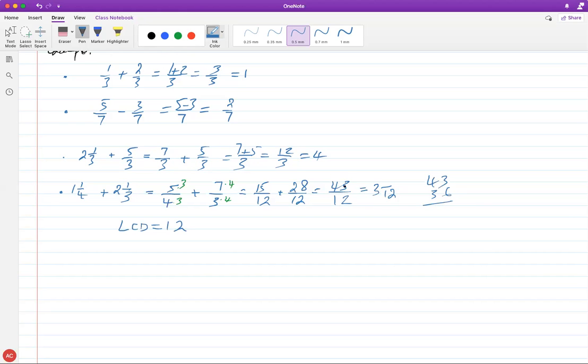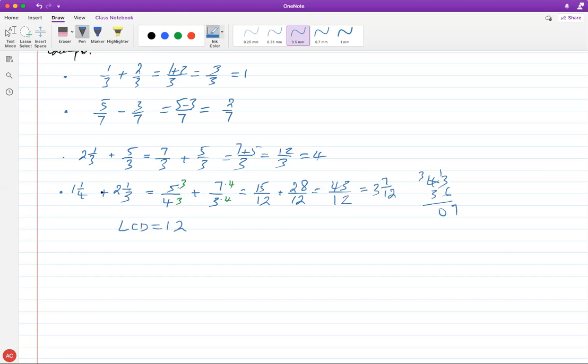So we see how much is left from 43, and you can always do subtraction. 43 minus 36 is 7, so we have 3 and 7/12. Especially if you start with mixed numbers, your answer must be a mixed number if you end up with an improper fraction. And that's pretty much the sum of the two fractions.